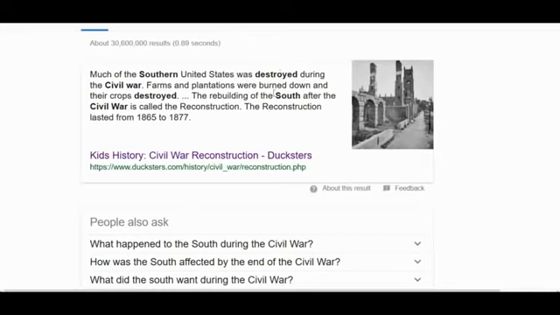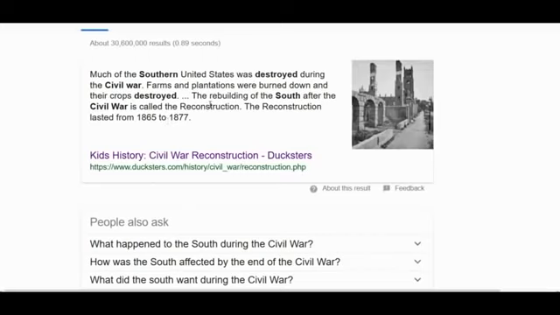I was surprised to learn that much of the southern United States was destroyed during the Civil War. Farms and plantations burned down, and their crops destroyed. There was actually a rebuilding of the South after the Civil War called the Reconstruction. And this reconstruction of the South lasted 12 years.